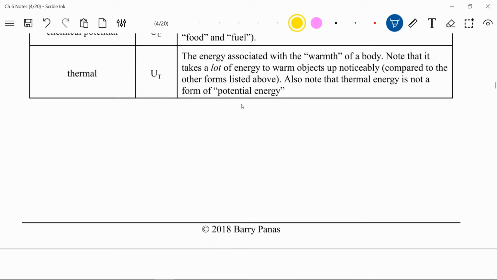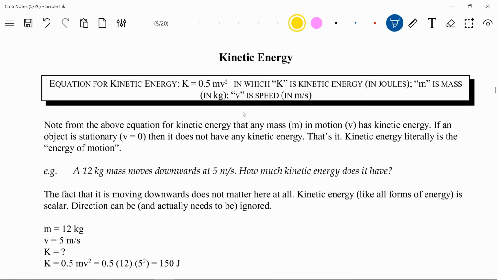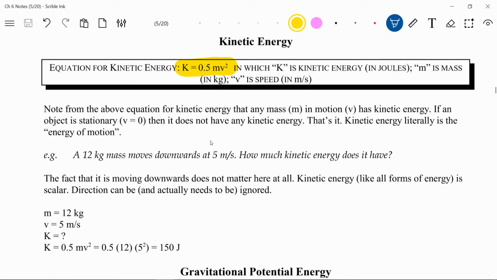Okay, so kinetic energy is the energy of mass in motion. If you have mass m and it's moving with speed v, then it has kinetic energy. And of course, an object that's not moving, which is to say its speed is 0, does not have kinetic energy. But that's an important equation, 1/2 mv squared.